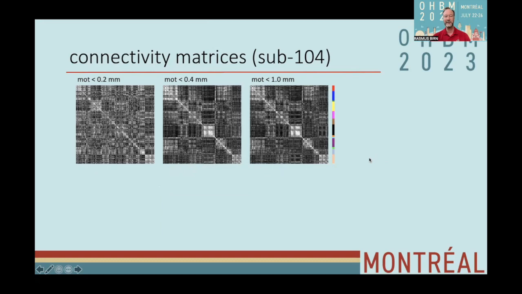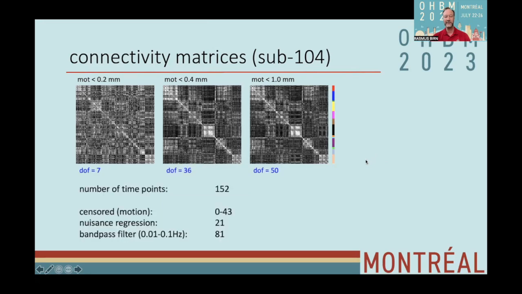So why are we losing this many degrees of freedom? Well, we started with 152 time points. These were 5-minute long runs. We lose anywhere between 0 and 43 time points due to the motion censoring. Another 21 degrees of freedom from all the nuisance regressors that we added in, that is the average white matter, the CSF, the motion time courses, polynomial fits, and so on. And we lose an additional 81 degrees of freedom because of the bandpass filtering that was done.